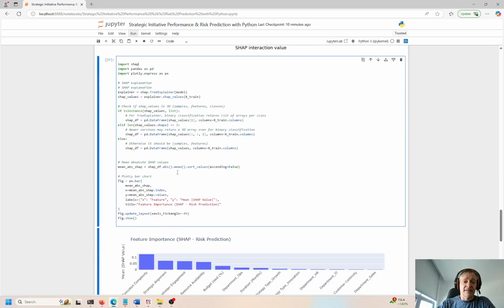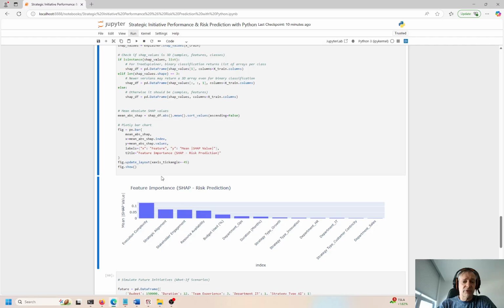So let's look at one more example over here. Control Enter to refresh the view here. So we can see here the future importance based on the SHAP analysis that we just did. And again, SHAP breaks apart the model and shows you all the infrastructure of the model. So why is this happening? Why is this other thing happening? So we have execution complexity, 12%, strategic alignment, 7%, and stakeholder value, 7%.